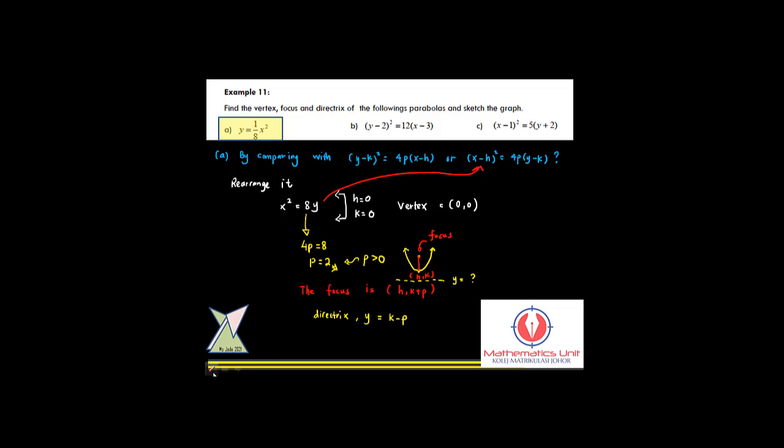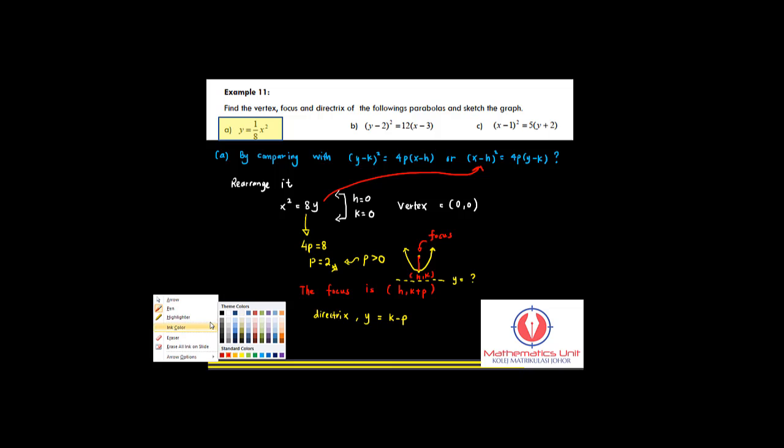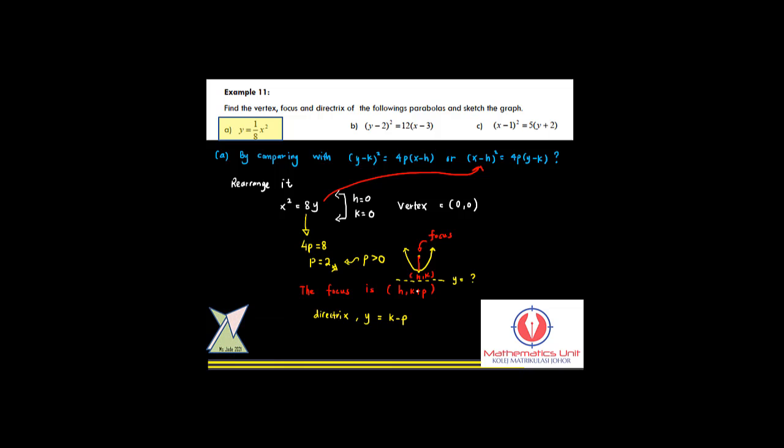Okay, so we try to substitute the values of h, k and p to obtain the coordinate of the focus and also the equation of the straight line of the directrix. So the answer will be: h is 0, and just now k is 0 as well, so automatically the coordinate is (0, 2). This is the focus. And the directrix line will become y equals negative 2.